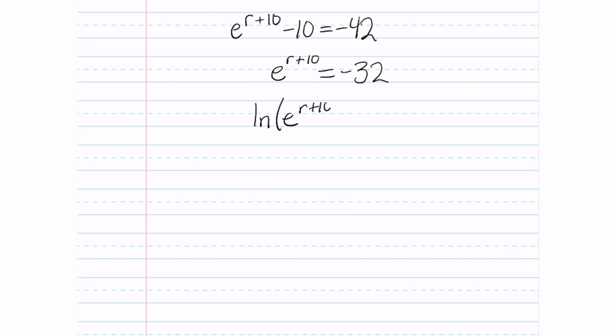From here we get the natural log of negative 32. And here is where we can stop, because the natural log of a negative number is no solution. And so the answer to this problem is no solution. So if you see something like this on an exam, the answer is no solution.